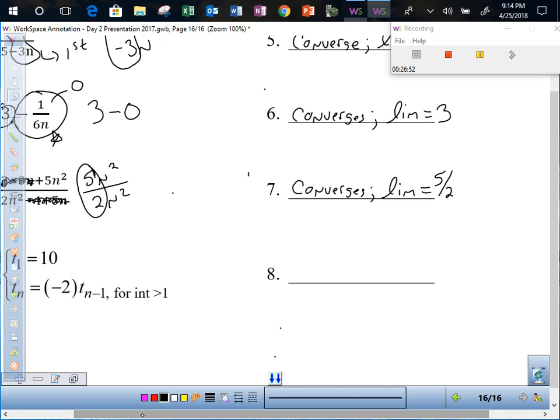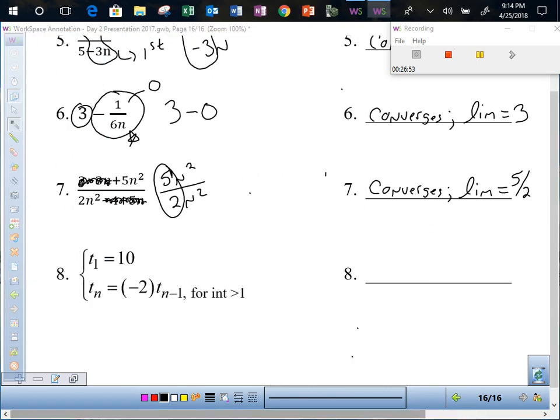It also means, guys, if we graph it, I have a horizontal asymptote at y equal 5/2. If there's a limit, there's a horizontal asymptote.